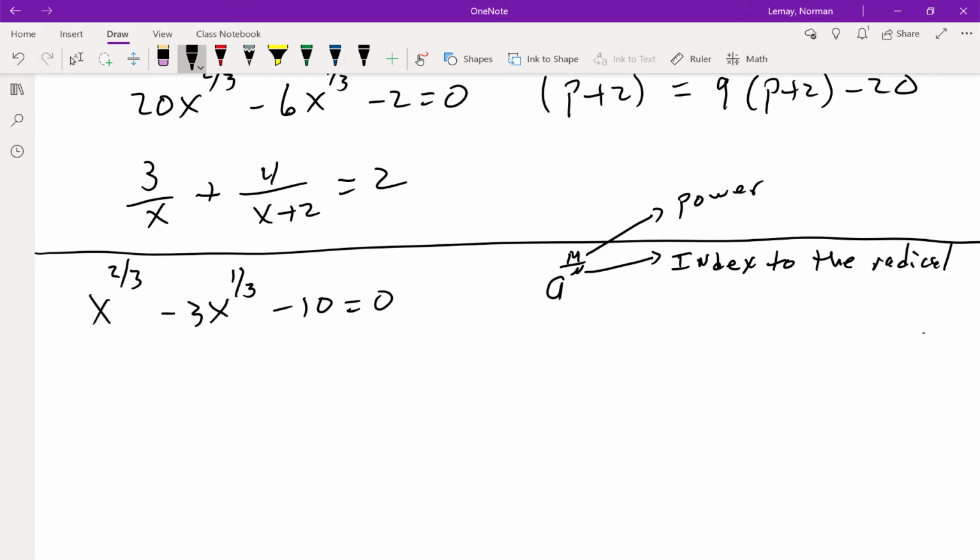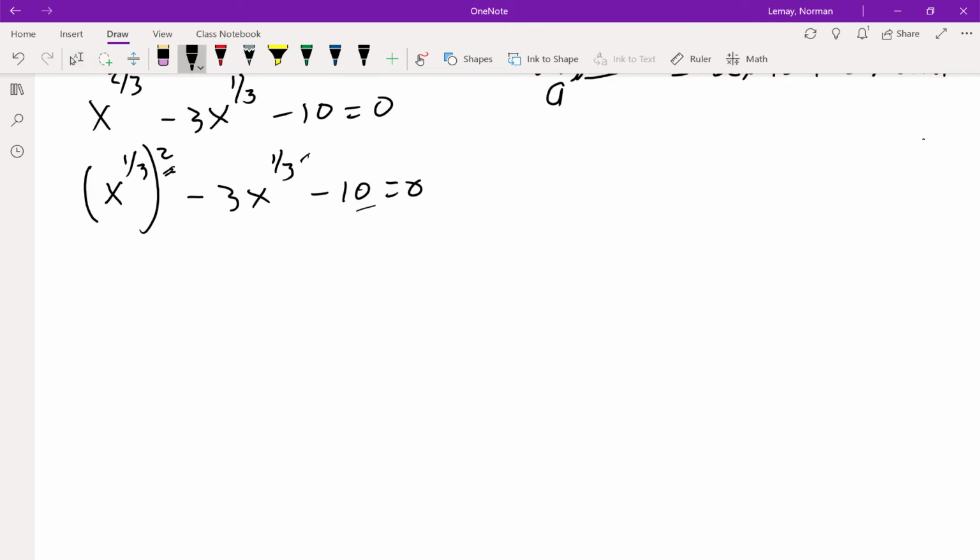So let's just observe that based upon what we just said here, I can rewrite this as x to the 1/3 squared, using my rules of exponents, minus 3x to the 1/3 minus 10 equals 0. So notice it appears now that I have something squared, and then we have our linear term, and then we have our constant. So let's just observe that we can make a substitution, and we'll say let u equal x to the 1/3. This is a common thing to do, since we have this thing now that is quadratic in form. So I have something squared minus 3 times that something minus 10, our constant, equals 0.